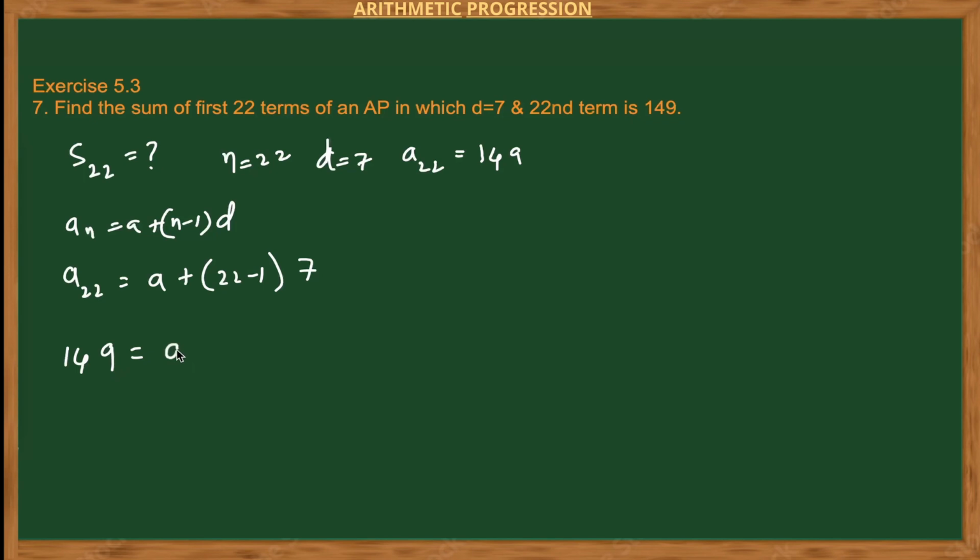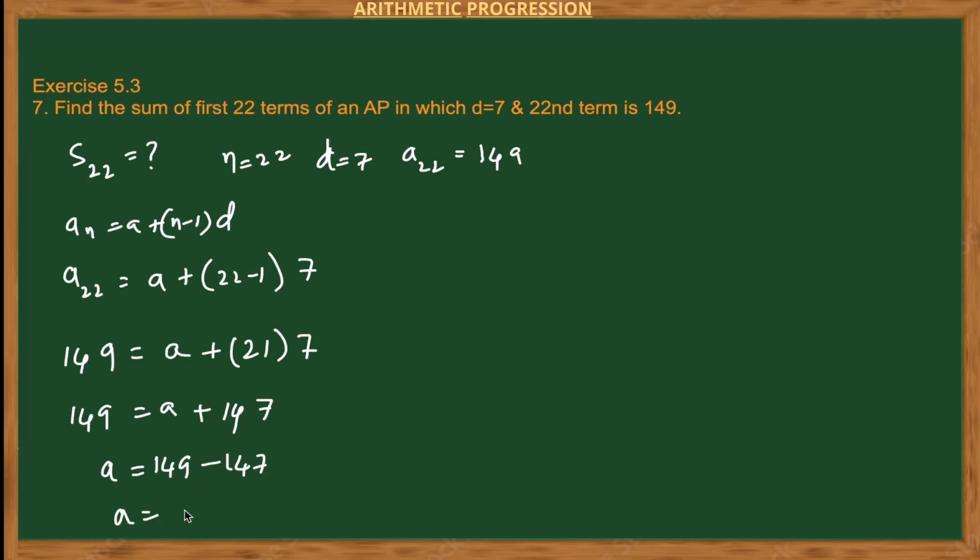So 149 is equal to a plus 21 into 7, which becomes 147. Let's bring the a to this side and swap it. Then 149 remains the same, and this 147 comes here as minus 147, so a is equal to 2. Okay, so we got a.